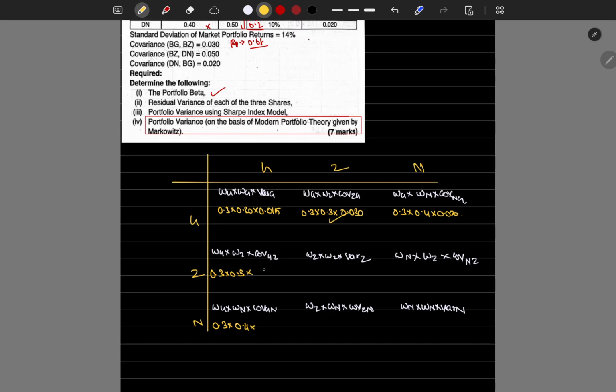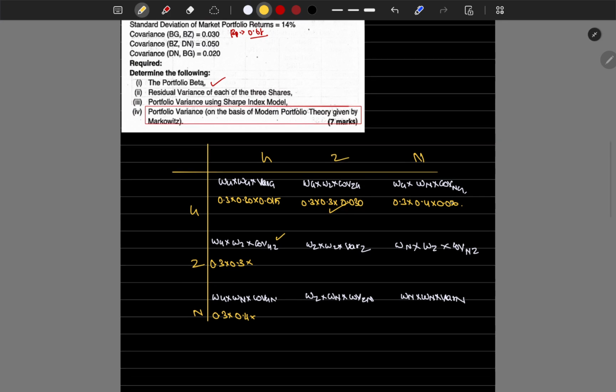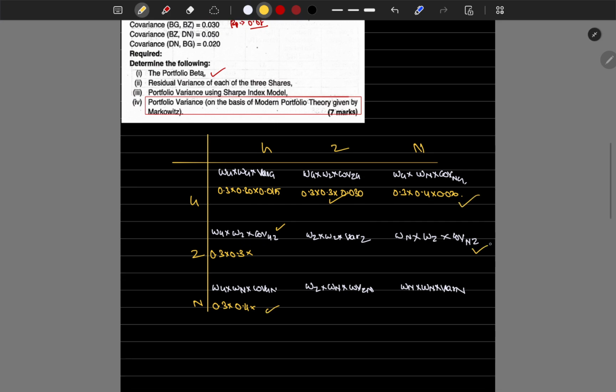If this one is calculated, this will be finished. This is not required. Okay, we will calculate these three only, and we'll put the formulas as it is here.